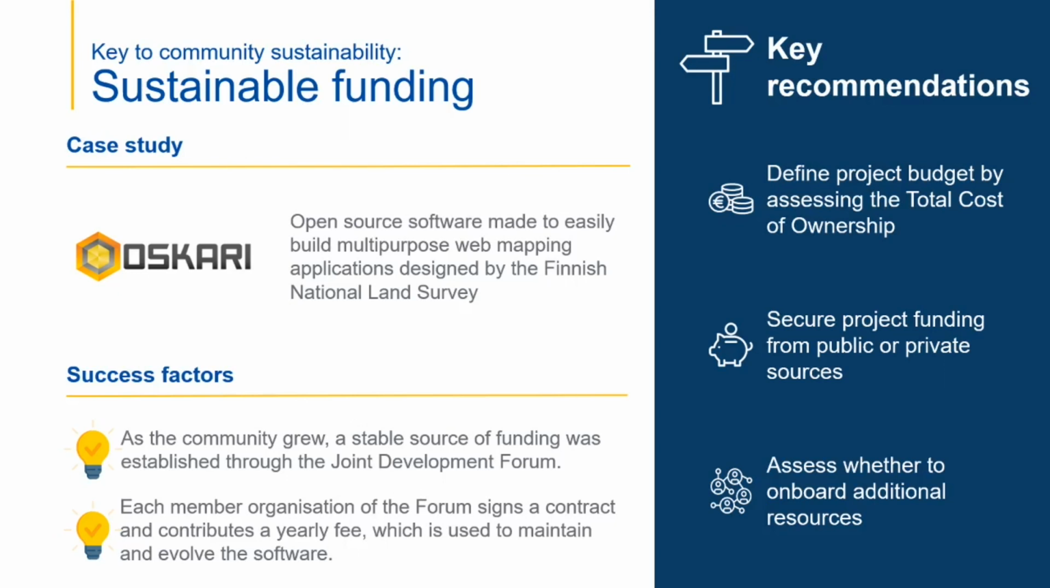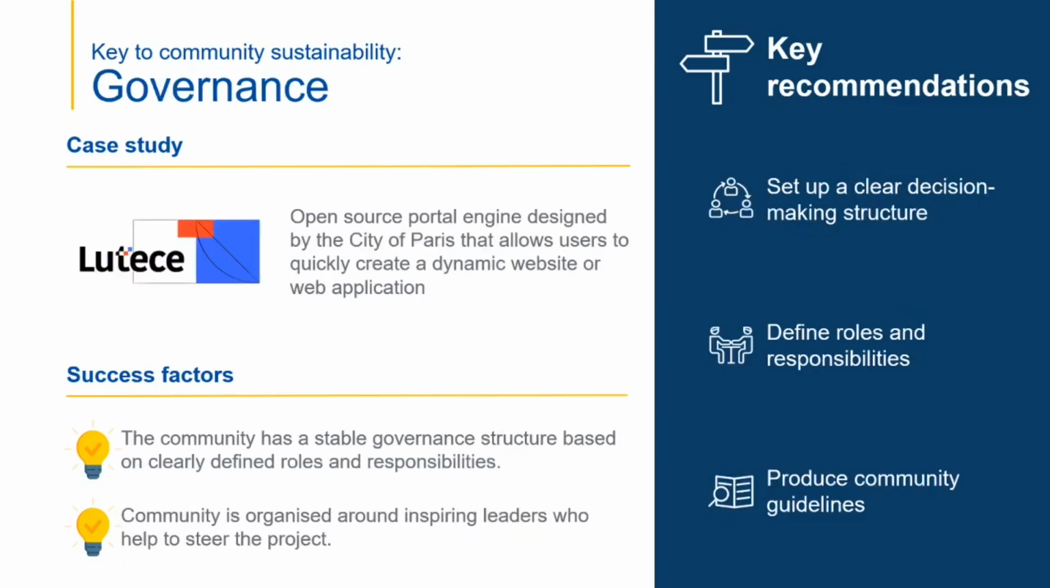In our guidelines, we offer several recommendations on how to secure sustainable funding for one's community. Organizations should calculate the total cost of ownership of their project to have a clear idea of the required budget, secure funding, either public or private, for the entire project evolution, and assess if they might need any additional resources down the line. Let's now turn to the importance of having a clear governance structure in your community.